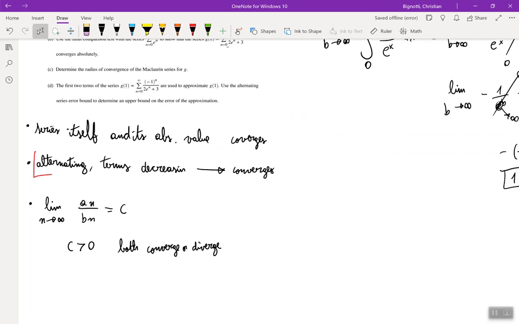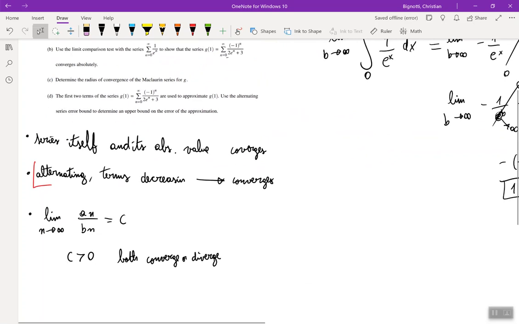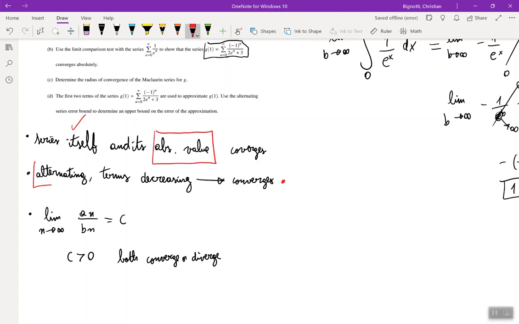So if we want to prove that this series converges absolutely, let's analyze the series itself. And by analyzing the series itself, what we get to is that it is alternating with decreasing terms, which means that the series itself converges. So the series itself converges, this is right, but now we have to check the absolute value, and that is what we're going to use the limit comparison test for.